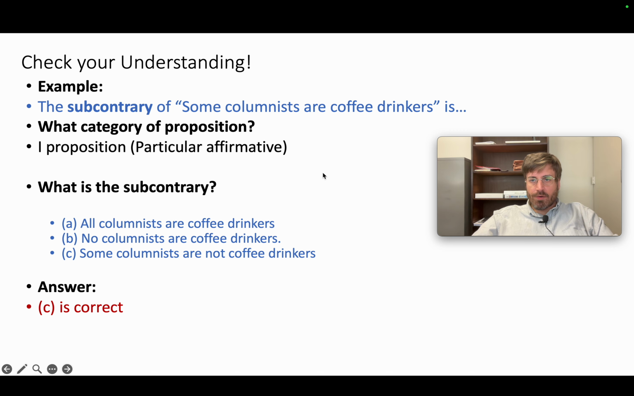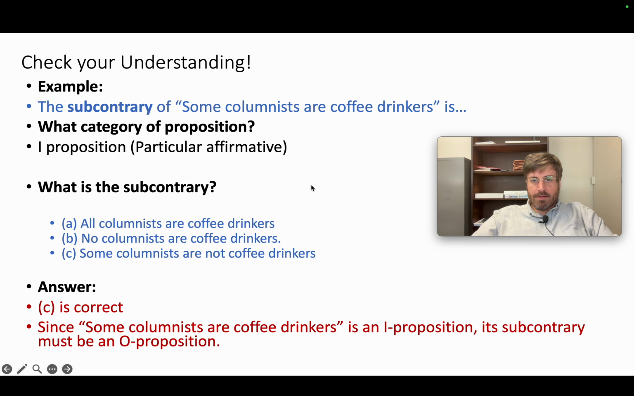If you said C, you are correct, right? The O has to be the subcontrary on the square of opposition. The I begins at the bottom left of the square as the particular affirmative. The subcontrary moves us over to the right, but still at the bottom. So the particular negative is the O proposition. Since "some columnists are coffee drinkers" is an I, its subcontrary has to be an O proposition. Okay, so try to familiarize yourself with the relationships of the four categories on the square in terms of these different types of inference: contradiction, contrariety, subcontrariety, and subalternation. Make sure that you become very, very comfortable with those moves.